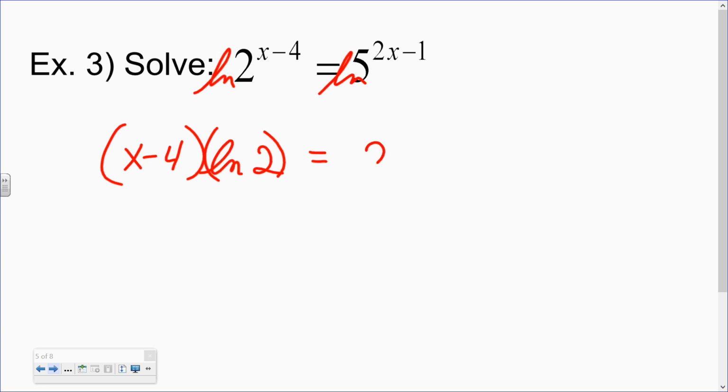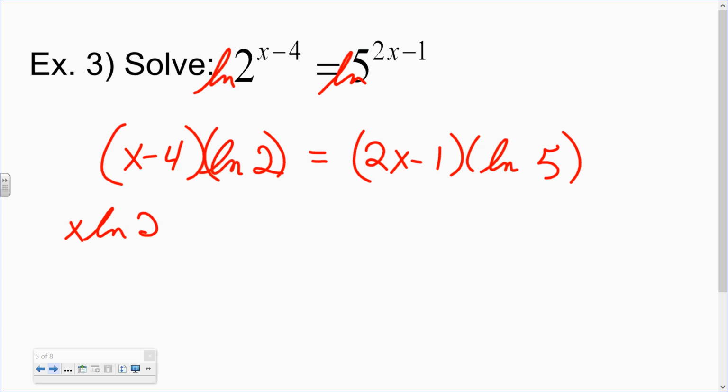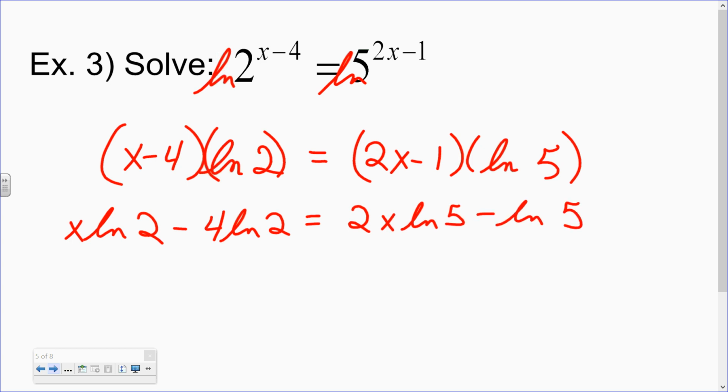And then same thing on this side. Bring the 2x minus 1 for that exponent out in front, and that gets multiplied by the natural log of 5. Now, ln 2 is just a number. So I have a number times a parentheses. Same thing on the right-hand side. I have the parentheses times just a number. And we know when we have number times a parentheses, we can distribute. So I'm going to say I have x times the natural log of 2, so that's just a number times x, minus 4 times the natural log of 2, that's just a number. On the right-hand side, I'm going to have 2x times the natural log of 5 and minus the natural log of 5.